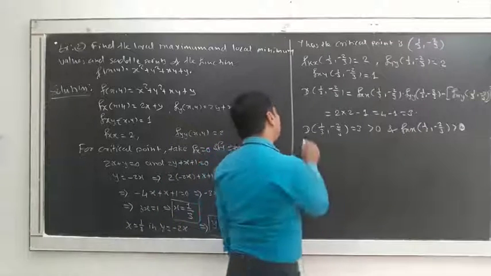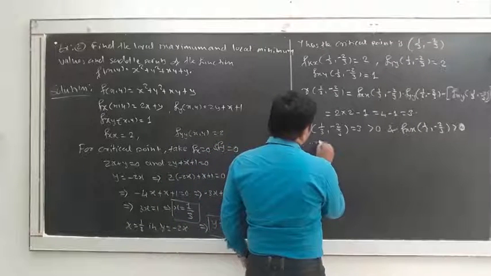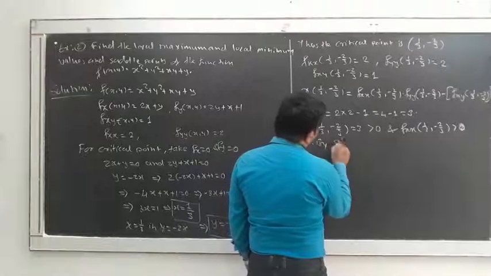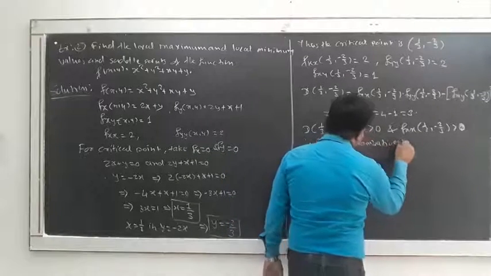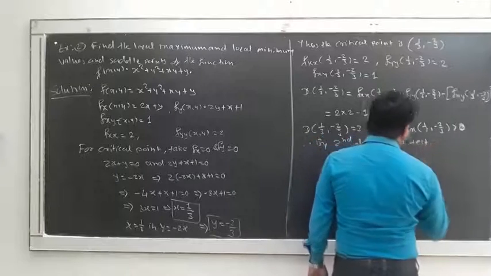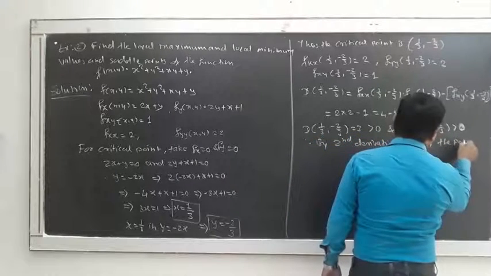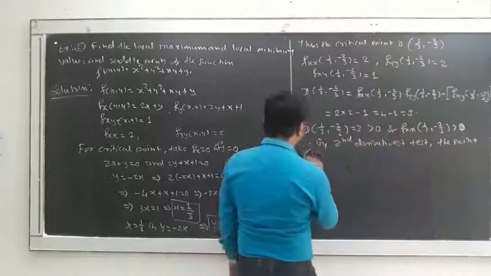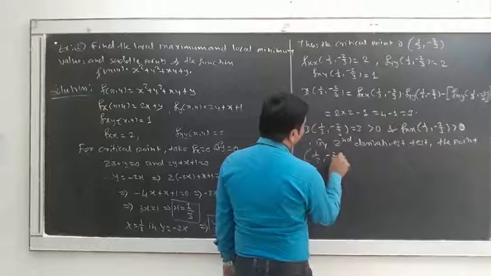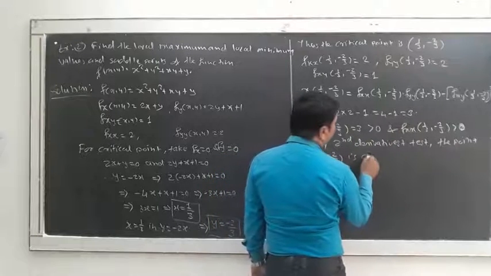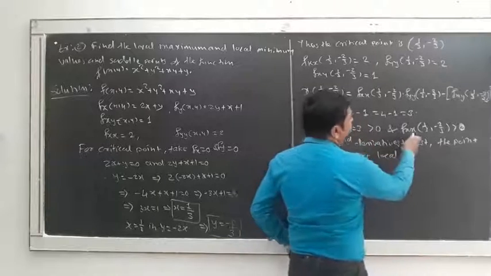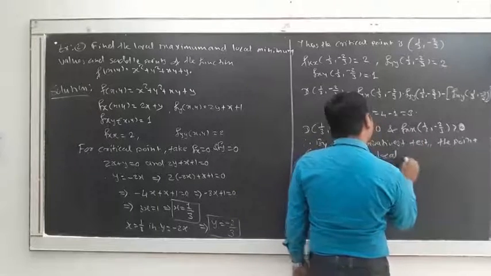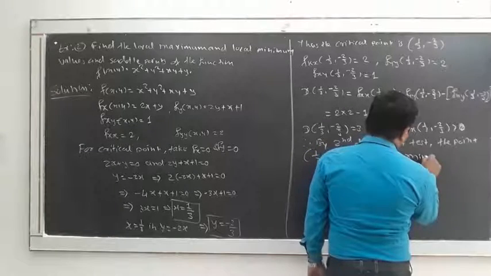Therefore, by the second derivative test, what can we write? The point 1 by 3, minus 2 by 3 is a local maximum or minimum. D is greater than 0 and fxx is greater than 0, therefore it is a local minimum.